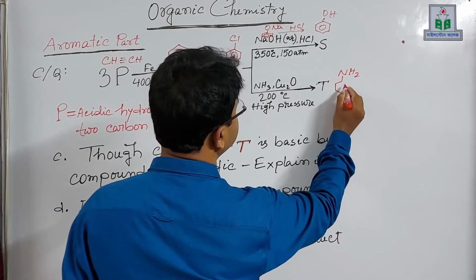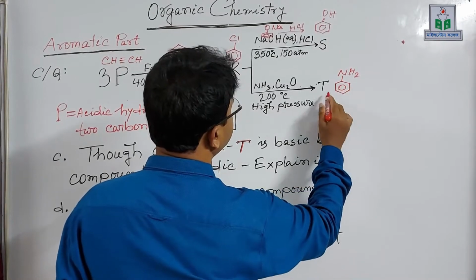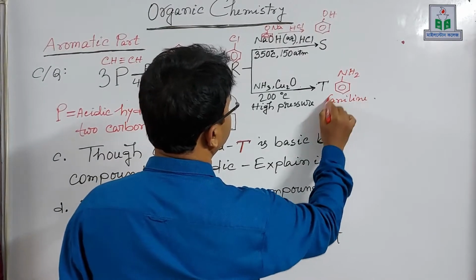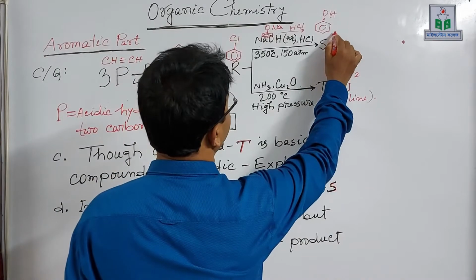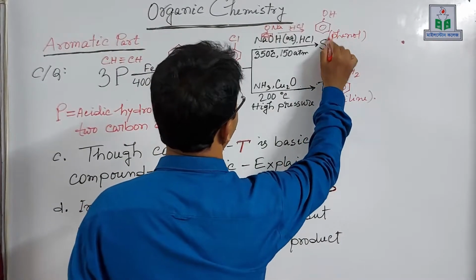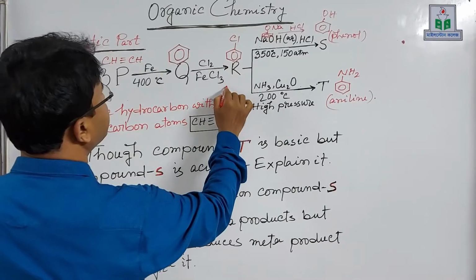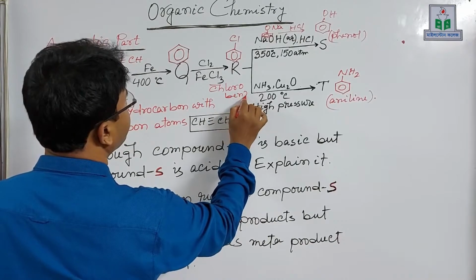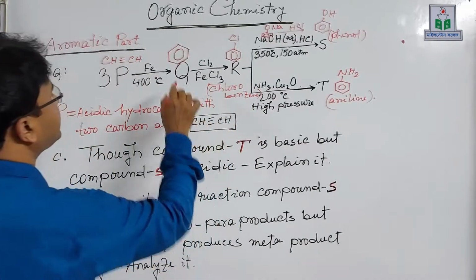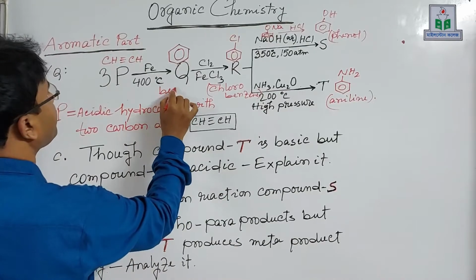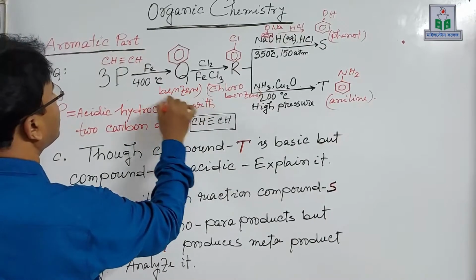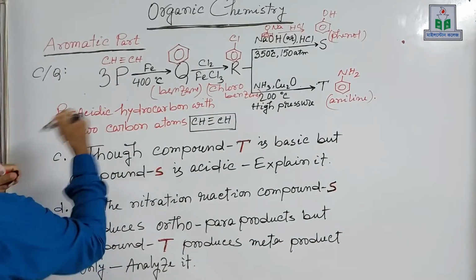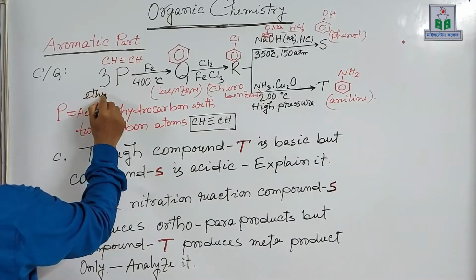So I can say here T indicates aniline, S indicates phenol, R indicates chlorobenzene, and Q indicates benzene, and P indicates ethyne. Of course ethyne gas.